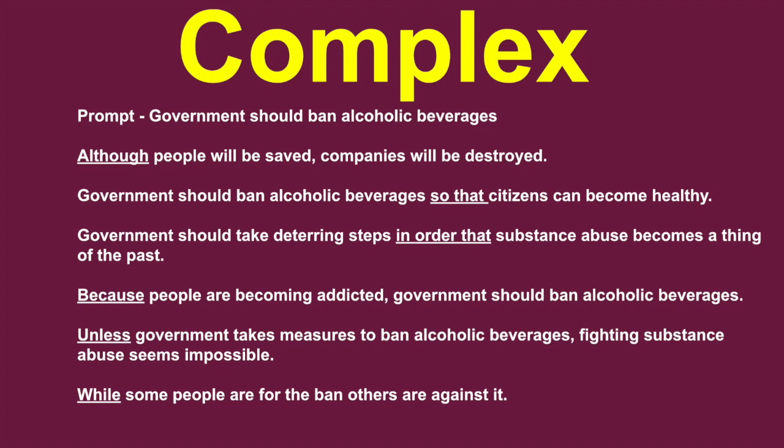Government should ban alcoholic beverages so that citizens can become healthy. Government should take deterring steps in order that substance abuse becomes a thing of the past. Because people are becoming addicted, government should ban alcoholic beverages. Unless government takes measures to ban alcoholic beverages, fighting substance abuse seems impossible. While some people are for the ban, others are against it.